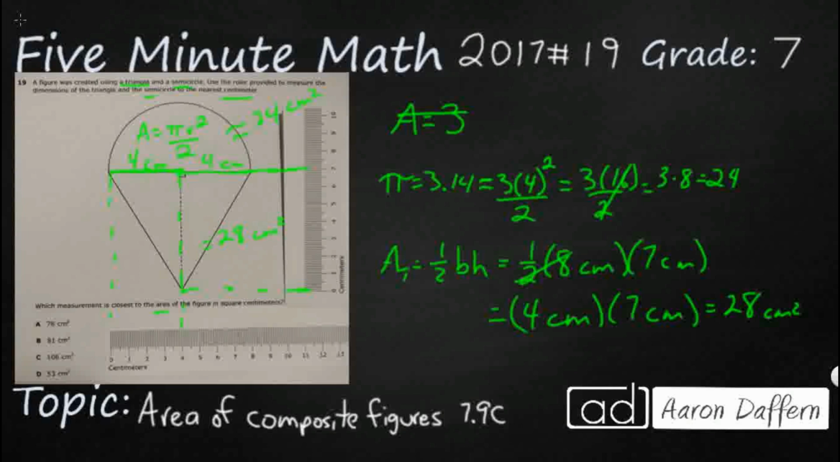So let's just add those two, 24 and 28, and we'll see what gets us close, because remember, we did estimate. So I got 52 square centimeters. But remember, I rounded my pi from 3.14 down to 3 since we're estimating, and I don't see 52, but I do see something really close. I'm going to choose this D here, 53 square centimeters.